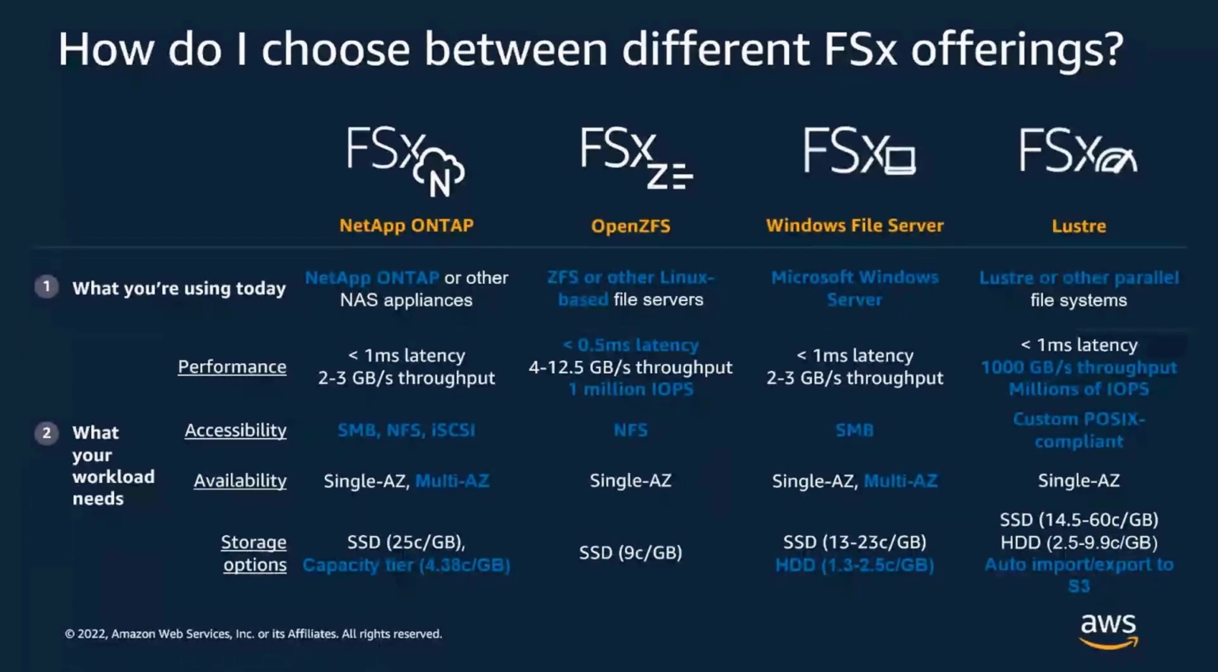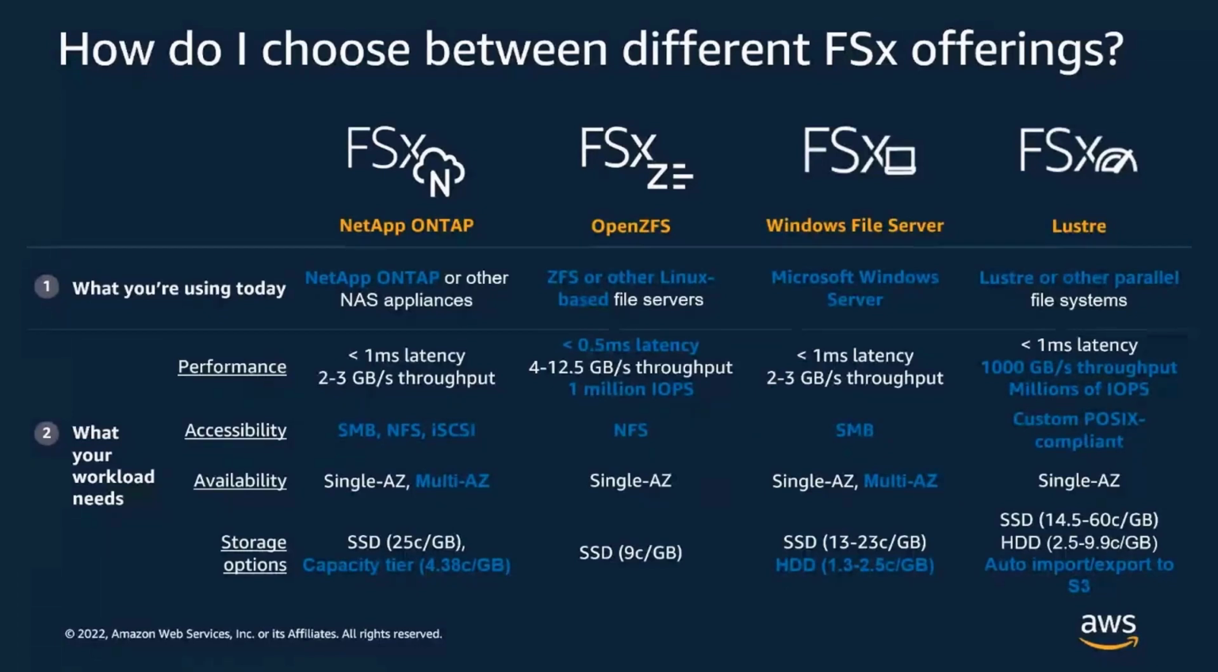If you're building a net new workload, instead of migrating from an existing storage solution, then there's a more nuanced conversation around the specific features and performance and capabilities that your workload needs. And there are really 4 dimensions that matter here. There's performance, accessibility, availability, and storage options. With respect to performance, FSx for OpenZFS delivers the lowest latencies and delivers up to 1 million IOPS. So you should choose that if you're looking at a particular latency sensitive application, whereas FSx for Lustre delivers up to 1 terabyte per second of throughput and multiple millions of IOPS.